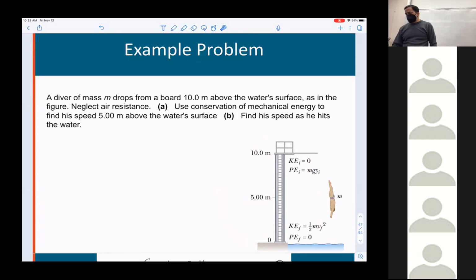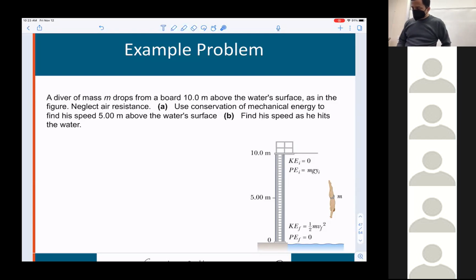And then his potential energy up here will be mg times 10 meters. His potential energy at this height will be mg times 5 meters. And on the ground, it'll be 0. Any questions on that? Okay.